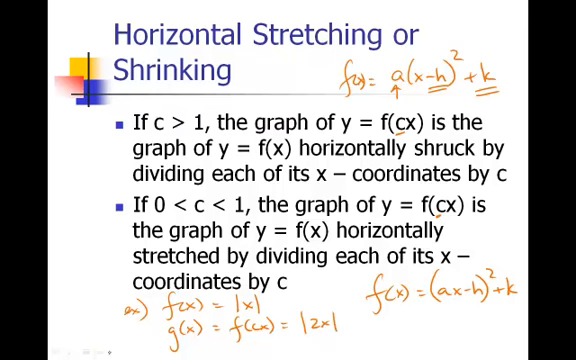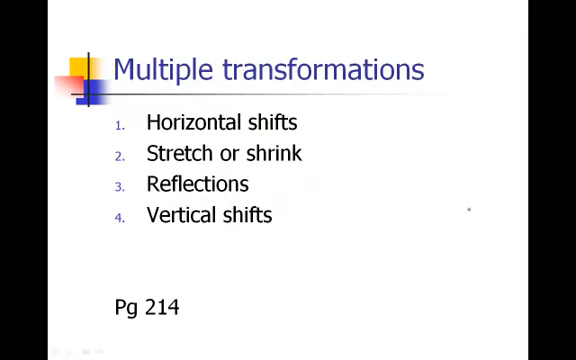If we have multiple transformations, this is the order that we want to do them in. The horizontal shifts should be done first. Then we should stretch or shrink horizontally. Then we should do any reflections, those are the flips. And then finally vertical shifts up and down should be done as well. So again, take a moment, turn off the video, look at example 8 in the textbook, and see what you can do with that.